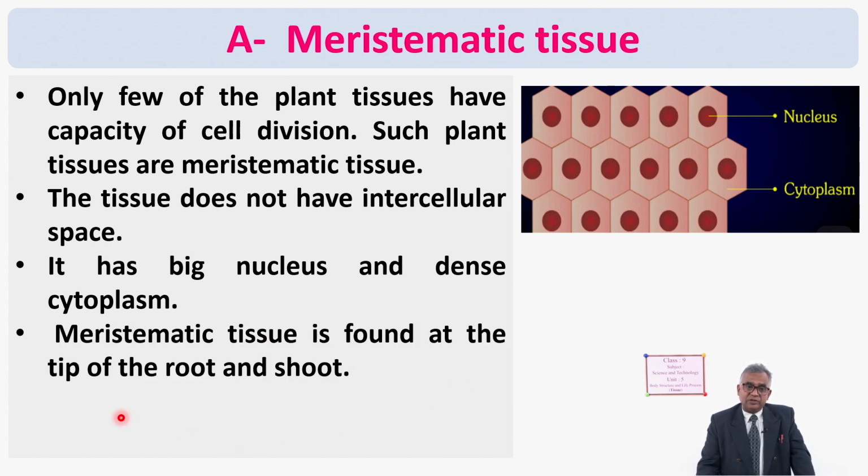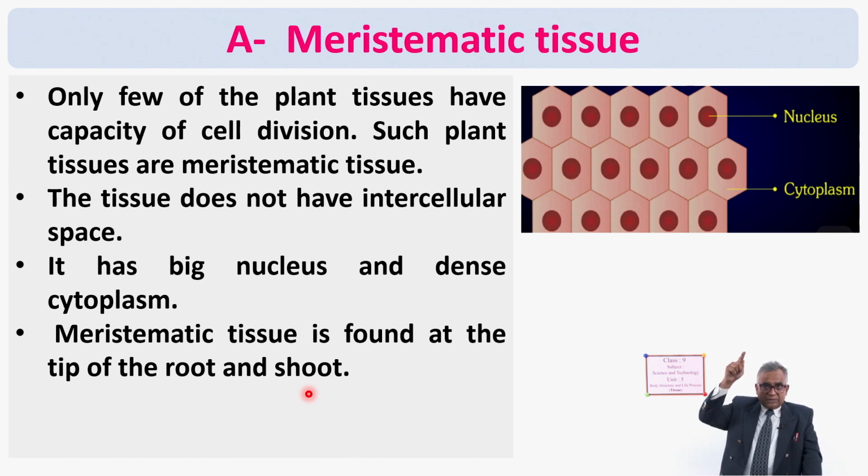Meristematic tissue is found at the tip of the root and shoot. I will show you by diagram later. At the tip of the root, stem or shoot, stem is just a part of shoot. That means the tip, or you can say apex, of root or shoot. There are this type of tissues.